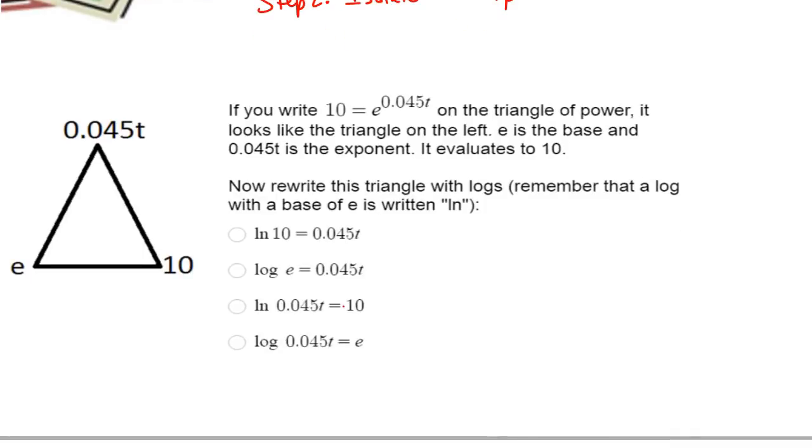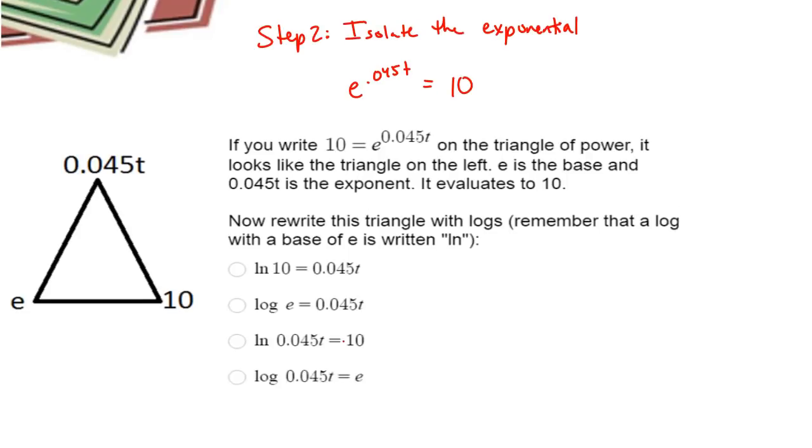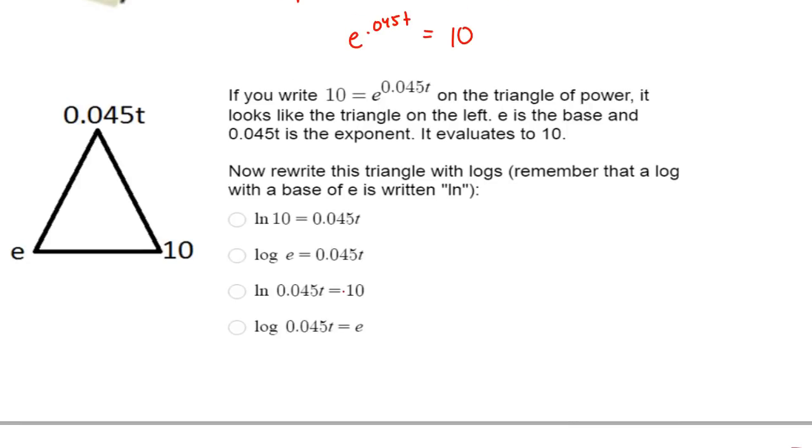And when you do that, we would get e to the 0.045t equals 10. Or, like we say in the next paragraph here, we have 10 equals e to the 0.045t. Same thing. So if we wanted to solve this, the next step would be to put this in logarithm form.